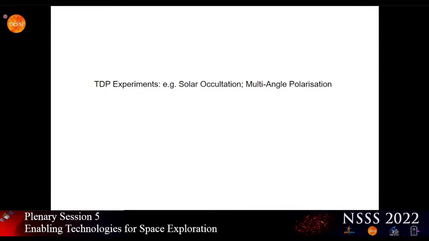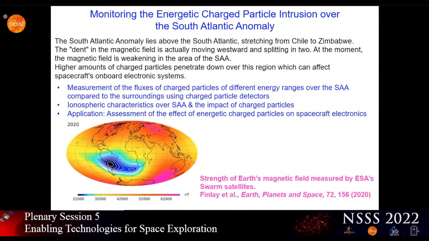For example, in solar occultation, you have to track the same dot in the sun. Or in multi-angle polarization, you need to have multiple angles of observation. Before flying into the satellite with all these kinds of costly sensors, you will be able to confirm that your concept, your sensor or your payload will be able to deliver the goods, for such experiments where there is no history or precedence earlier.